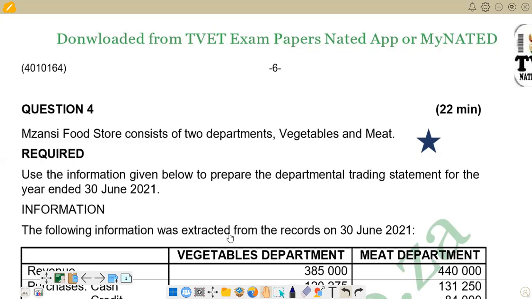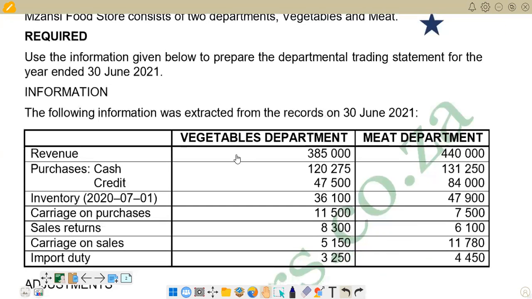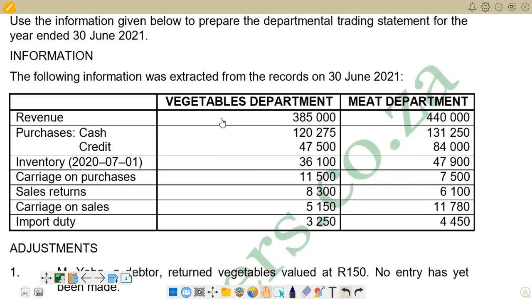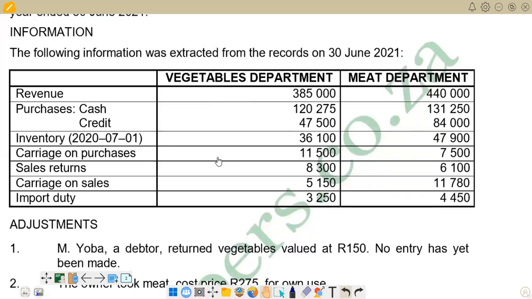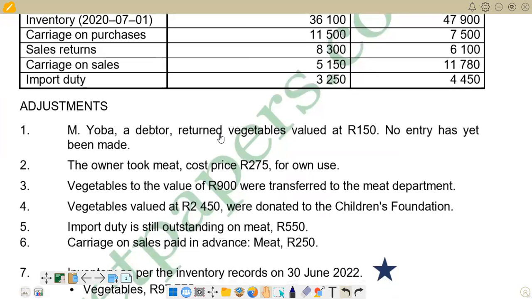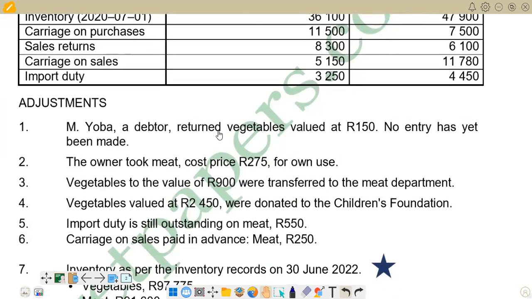The following information was extracted from the records on 30 June, sorry, 30 June 2021. If we move down there, we have got information that we are given in terms of the vegetables department and the meat department. We are given the balances, and then we have got some additional information. As we prepare the trading account, some of the balances given in the table need adjustments, so we would refer back to the adjustments. For you not to skip or omit those adjustments, you need to go through the adjustments first.